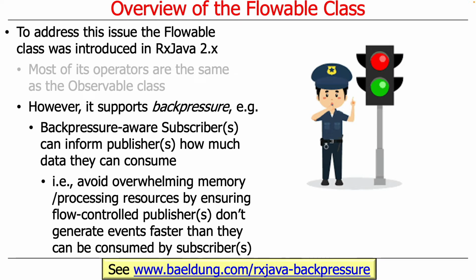And the goal here, again, is to avoid overwhelming the memory and processing resources by ensuring that flow-controlled publishers, that's the key thing, flow-controlled or back pressure-aware publishers, don't generate events faster than they can be consumed by the subscribers. So that's basically the idea. I like to think of a traffic light analogy, where you let a certain number of cars through, then you stop. And then you let another certain number of cars through, and then you stop. So there's this concept of flow control.